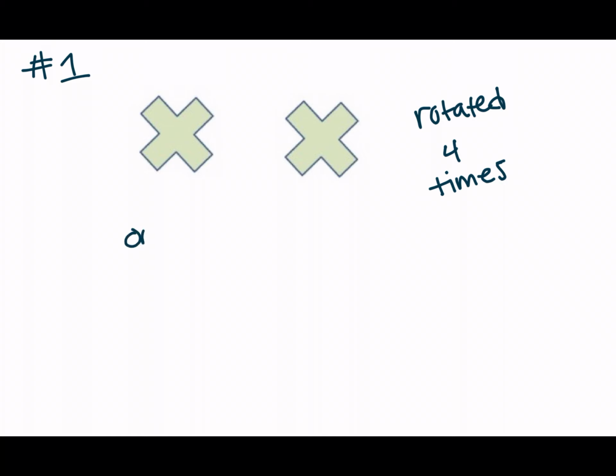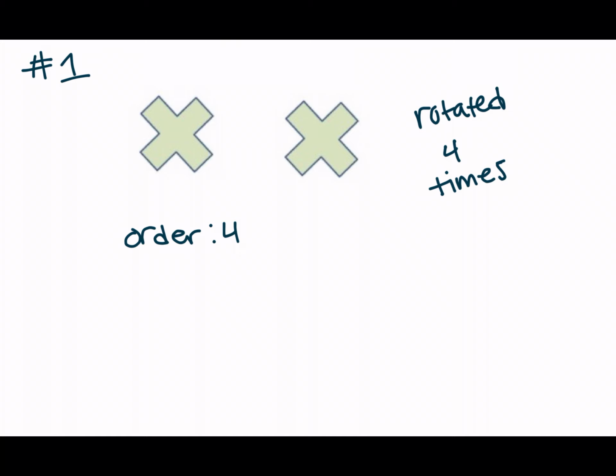Let's rotate it again. That's a 2nd time, same shape. 3rd time and 4th time. So I rotated this shape 4 times. So that means that this shape has an order of 4. The order stands for how many times you can rotate the shape.